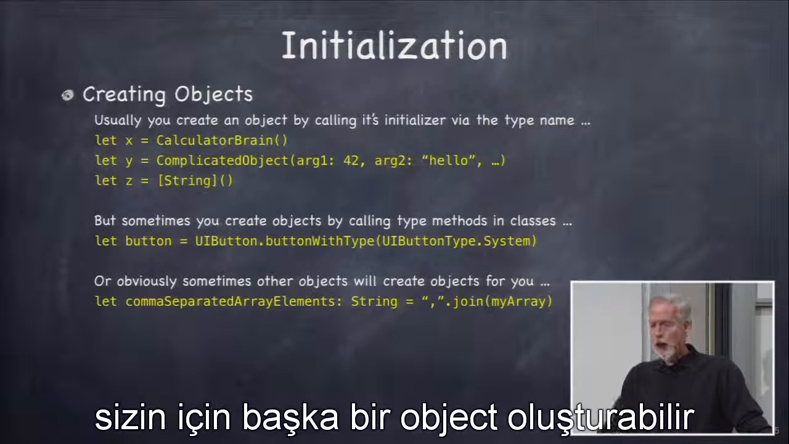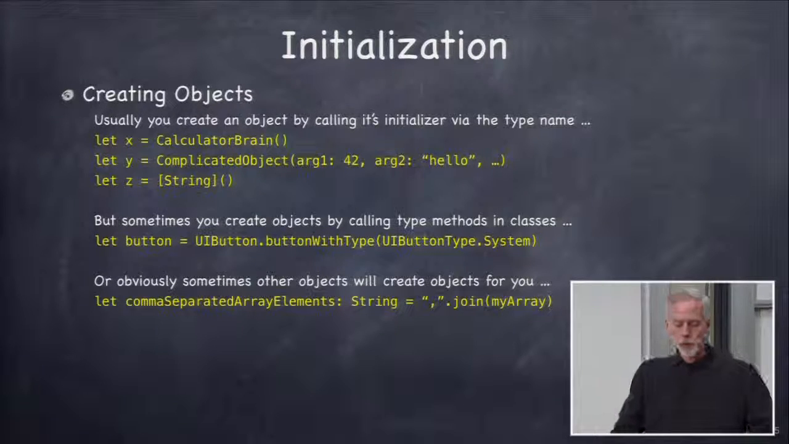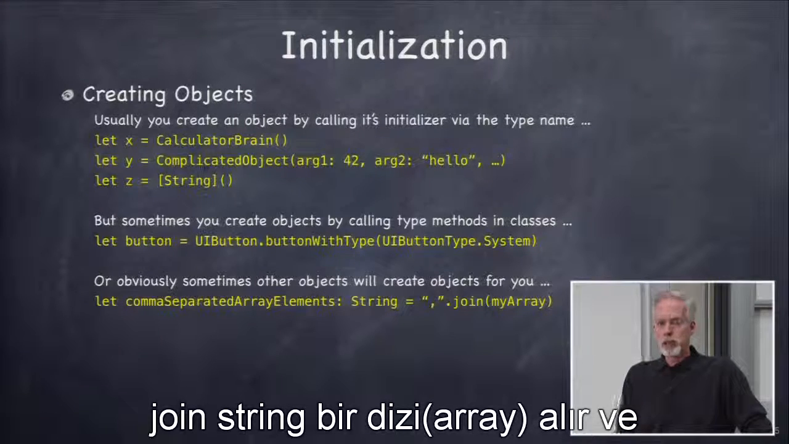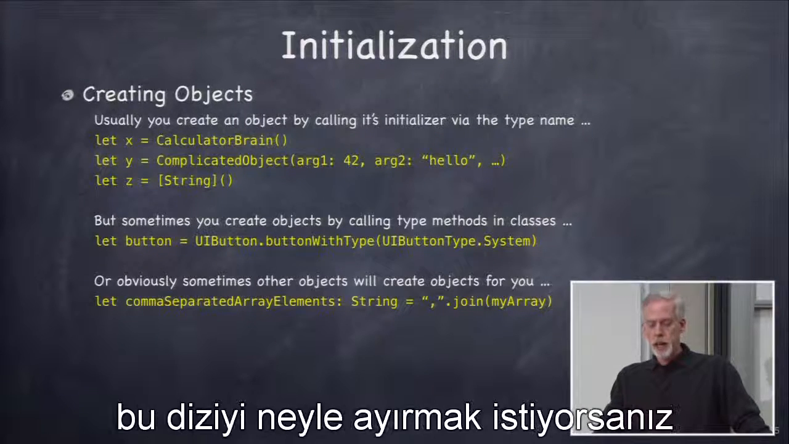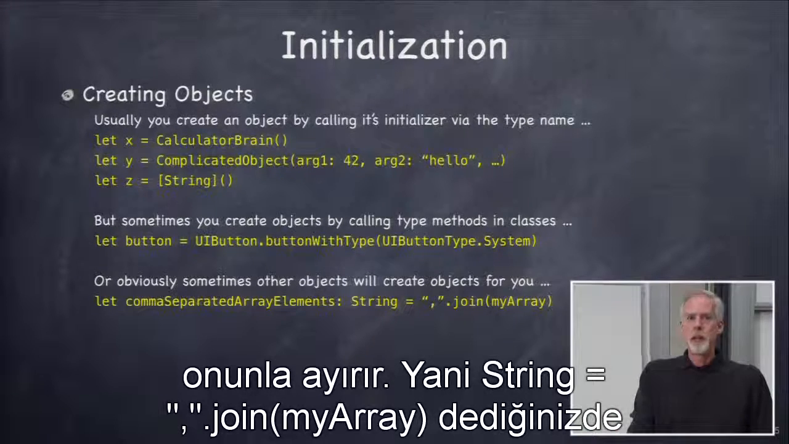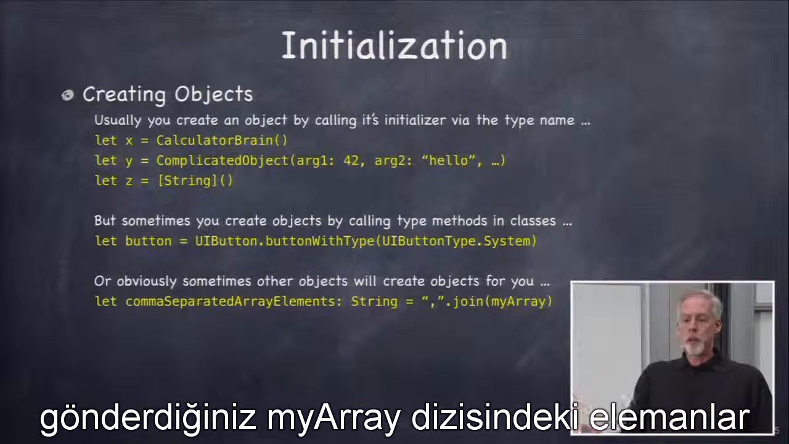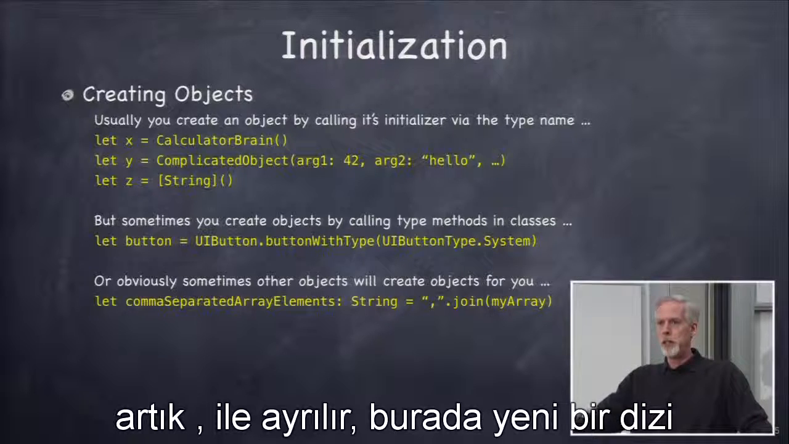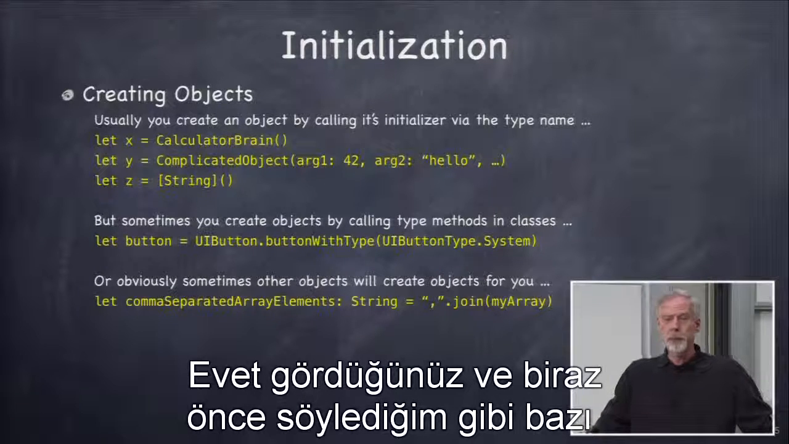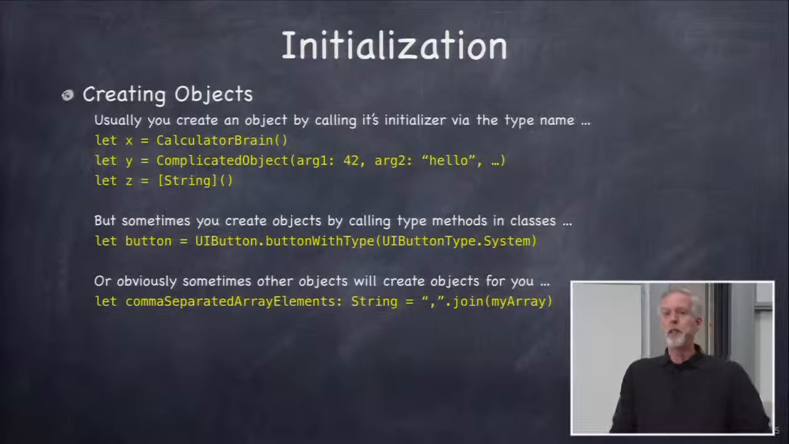Sometimes other objects will obviously create objects for you. So here's a really cool method in String called join. Join takes an array of strings and it will separate them by whatever string you send join to. So comma.join of an array will give you a comma-separated string, a string with the things in the array comma-separated. And that's obviously creating a new string. So this is kind of completely obvious, but yes, some methods return objects to you that were created.